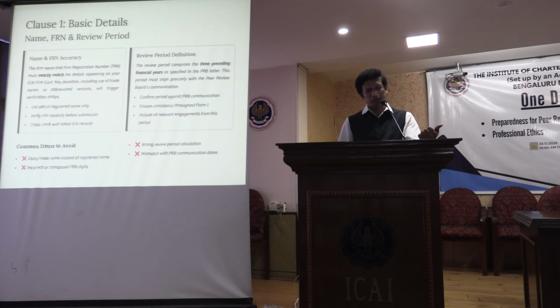What should not be there is a trade name or registered name. If you have some trade name, don't use it; whatever is there as per ICA records, just stick to that. That is how you can ensure the accuracy of this basic data. Then FRN digits, for example, instead of 0, you put O, capital O. Looks the same, but it's a basic error.